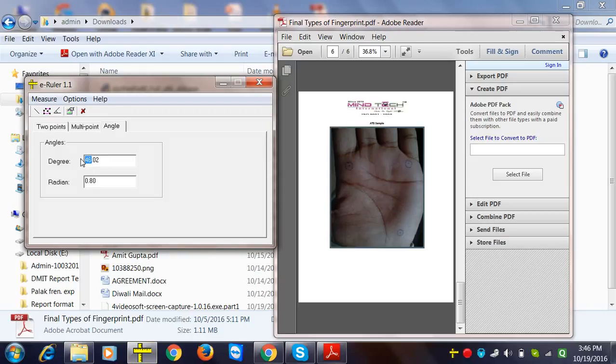Make sure you mention exactly whatever it's written here. Don't mention 0.02 or point whatever it is, just exactly the number written below before the point. So that's your ATD. This is how you will calculate the ATD for both the hands, not just for one hand. Thank you so much.